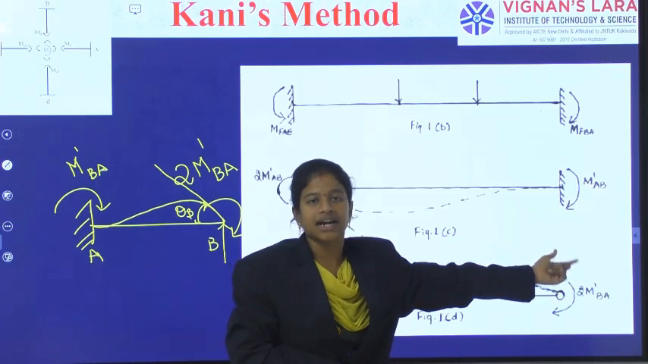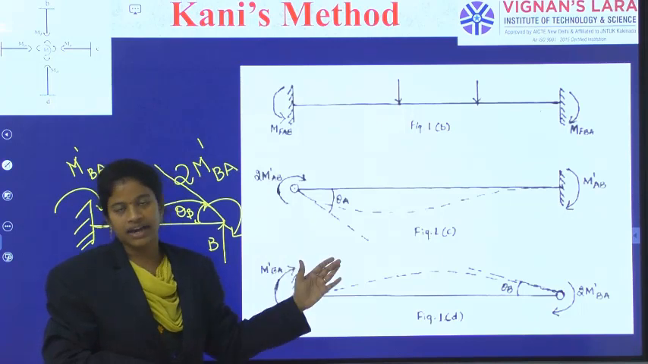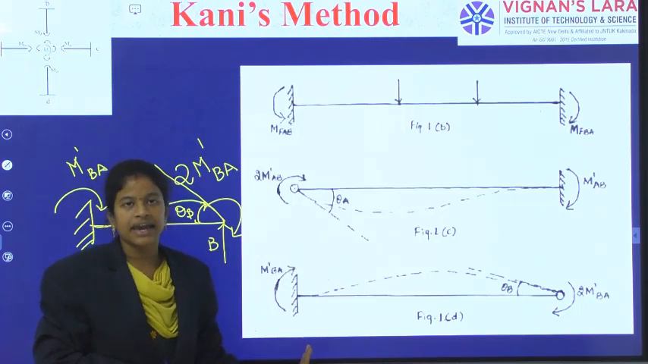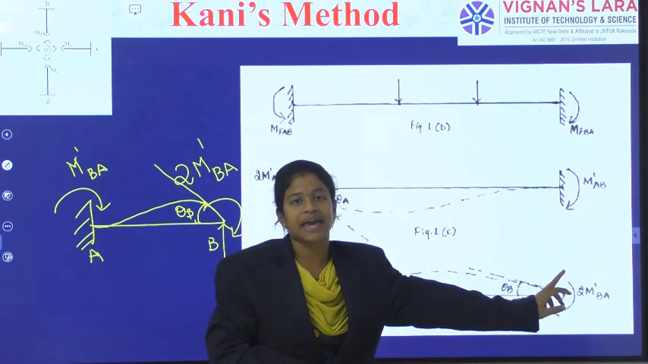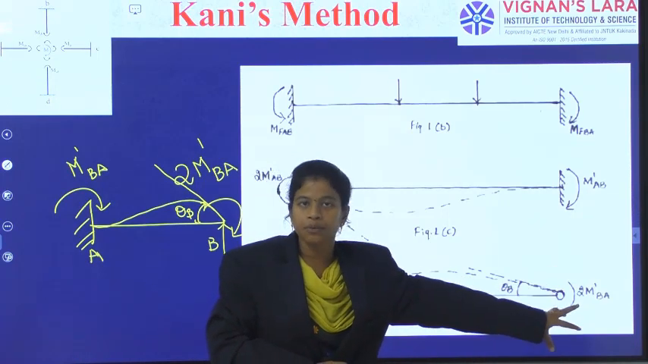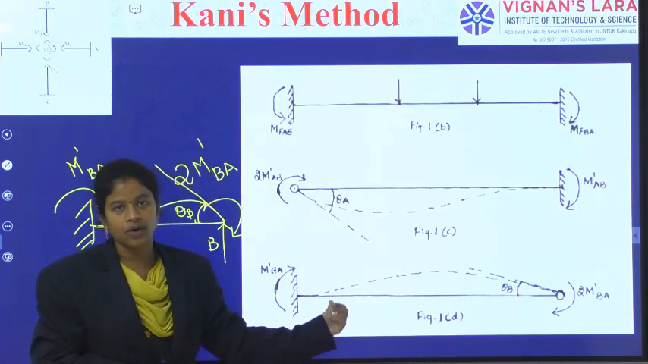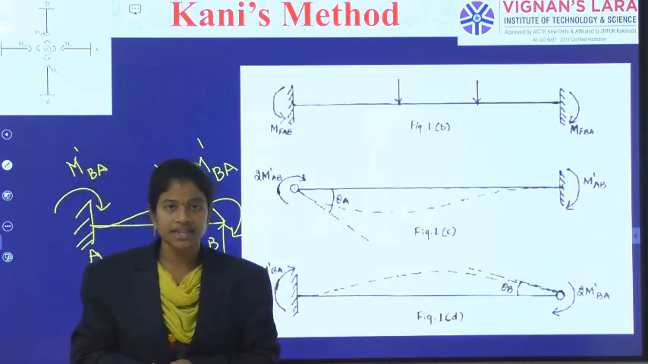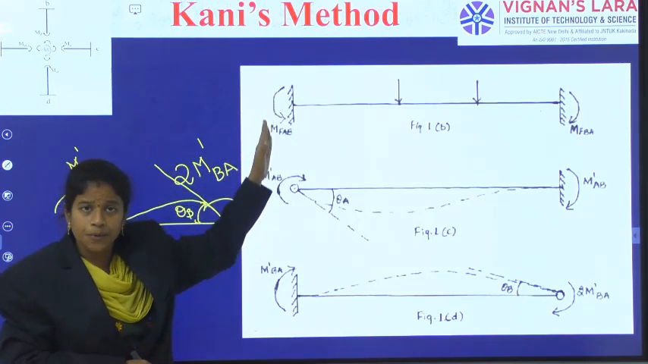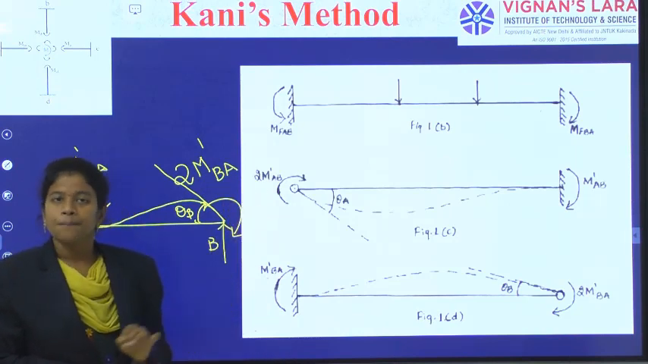So the rotation contribution moment at B due to the moment at A, we have calculated. Then we kept A fixed and released B and applied a moment of 2 times m dash BA. Due to that moment, A has some induced moment, which is m dash BA. So these values we have got, and in the first step itself we said the actual support moments will be calculated by superimposing the moments, right?